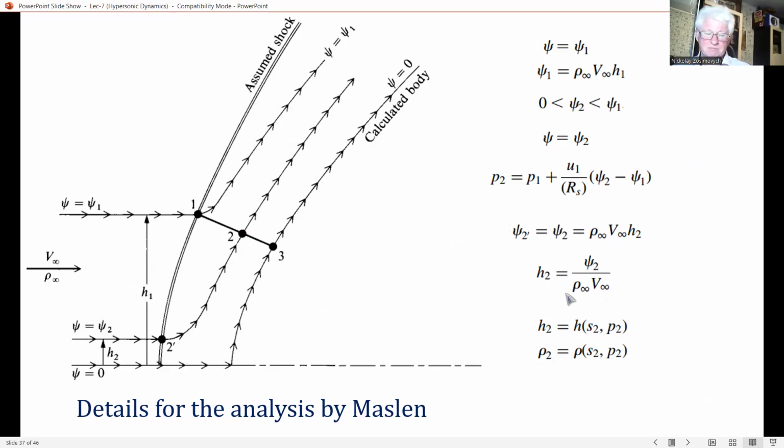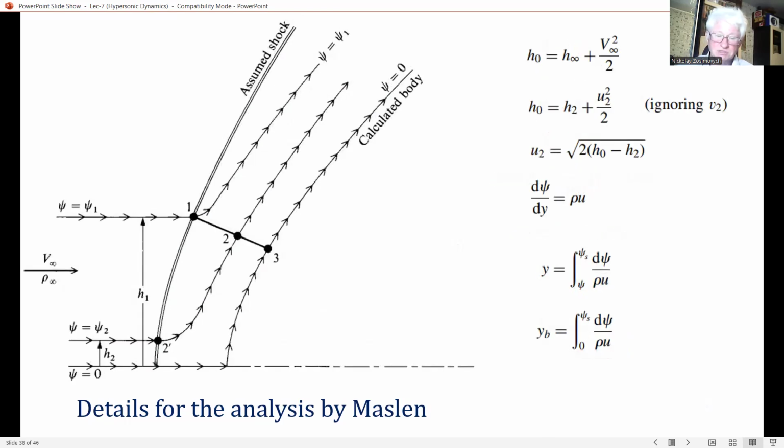Next, calculate the velocity at point 2 from the adiabatic energy equation, in the case when total enthalpy is constant. In this case, the total enthalpy h naught will be h infinity plus V infinity squared over 2.